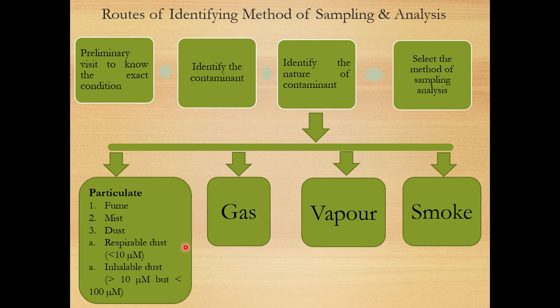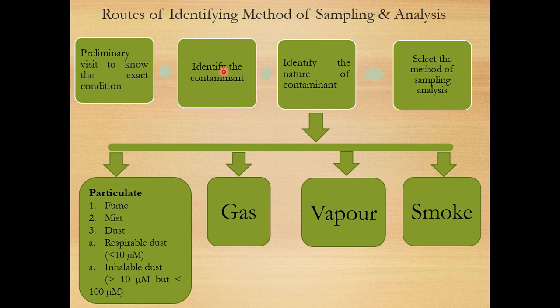This is the route of identifying the method of sampling and analysis. First of all, you need to go to the factory for a preliminary visit to know the exact condition of the exposure. And then you need to identify the contaminant. It is benzene, let's say, toluene, or another substance.